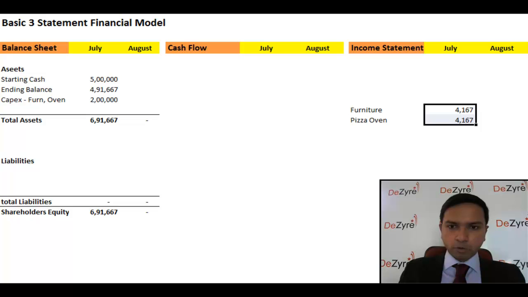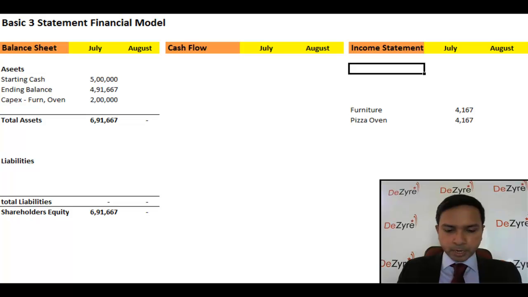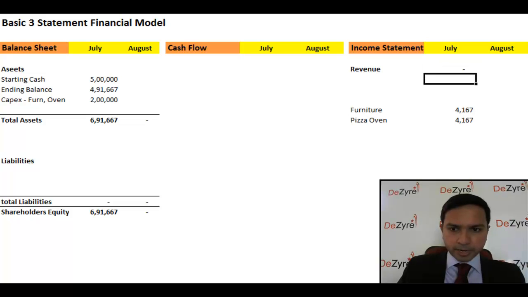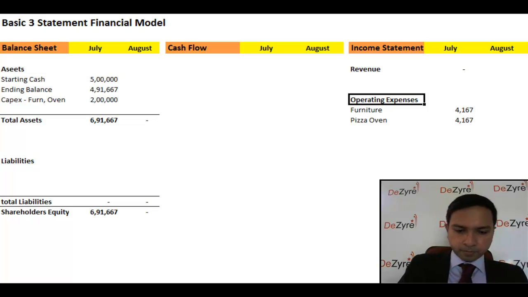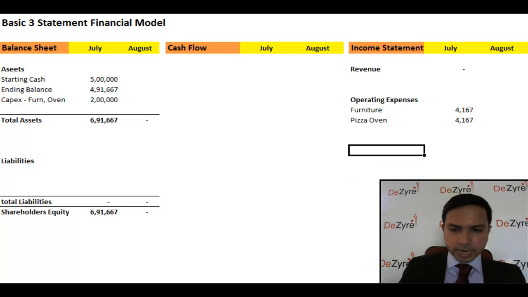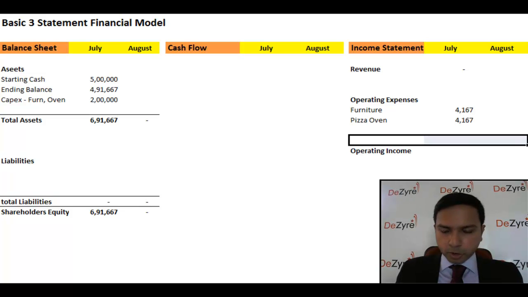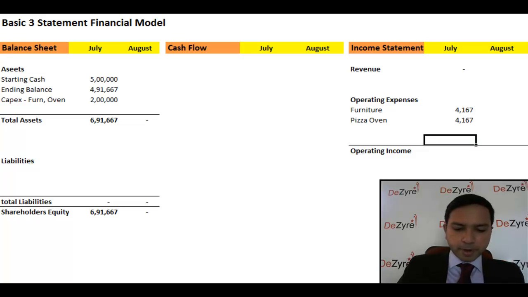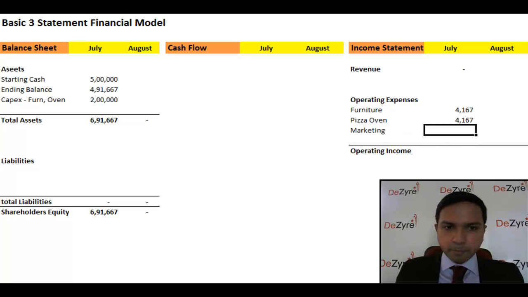So in this month of July, all we are doing is spending money setting up the whole restaurant. So we have no revenue. These are our operating expenses, okay, and then you have operating income. All right, there we have it. And let's say in this month you also spend money on marketing. You're printing some flyers and you're making some initial investment in marketing. You're spending 50,000 rupees in marketing.